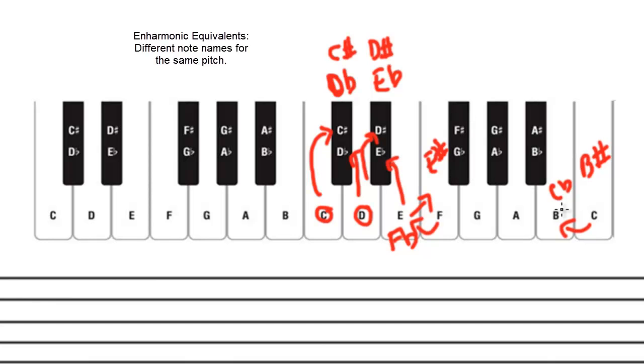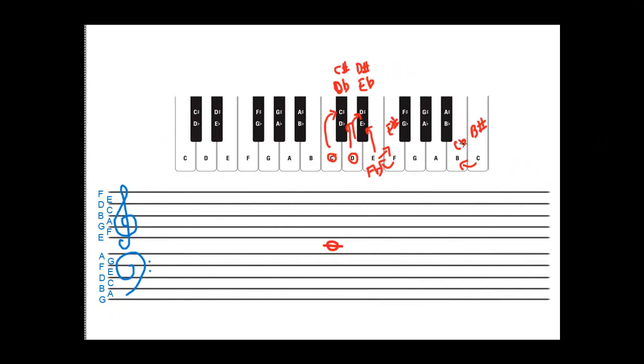Alright, so now that we know how to name notes on the keyboard, let's look at how those note names correspond to the notes written on the bass and treble staves.